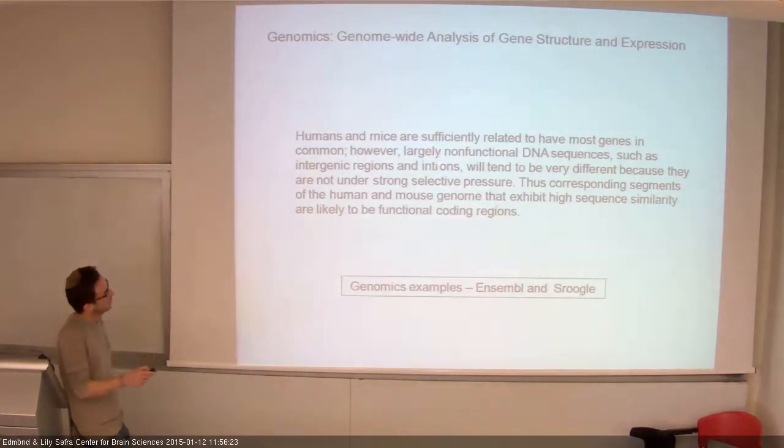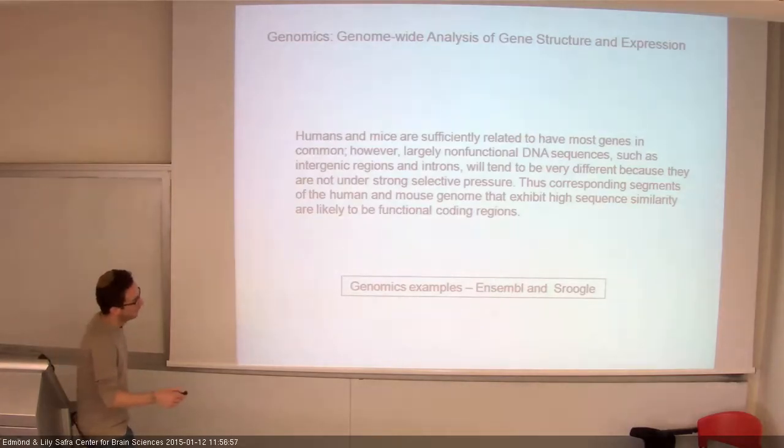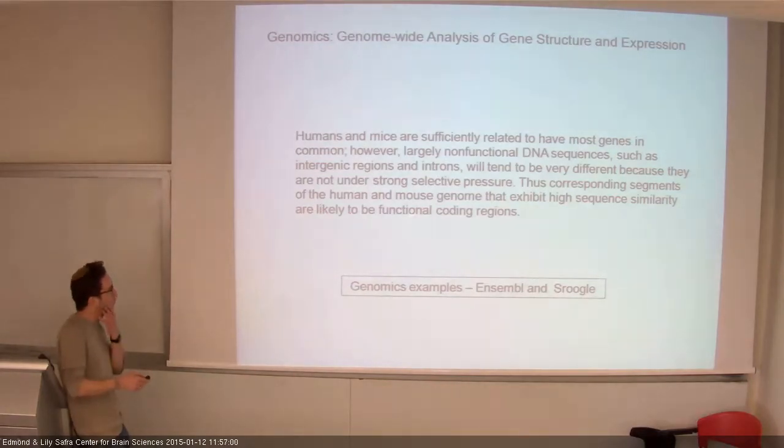Humans and mice are sufficiently related to have most genes in common. However, largely non-functional DNA sequences, such as intergenic regions and introns, so either the regions that are in between the start and end site of a gene or between different genes, will tend to be very different because they are not under strong selective pressure, meaning there is no evolutionary force that holds them to remain as they are with no changes. Thus, corresponding segments of the human and mouse genome that exhibit high sequence similarity are likely to be functional coding regions.